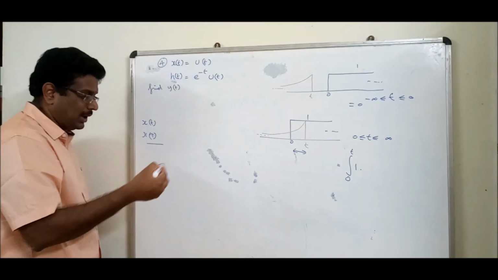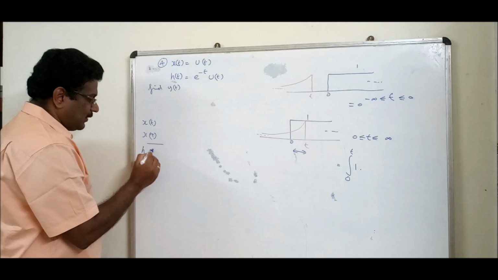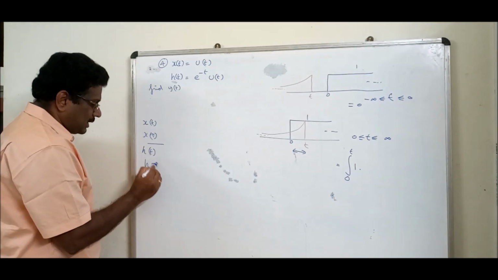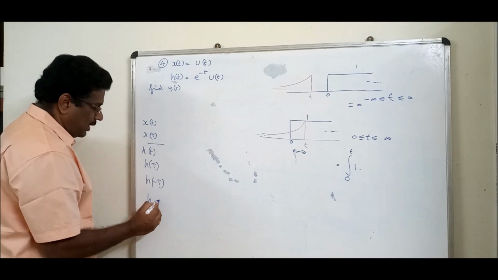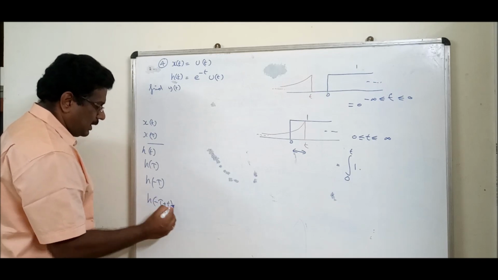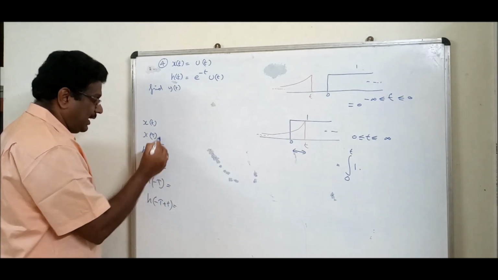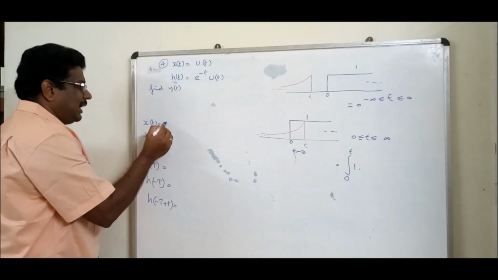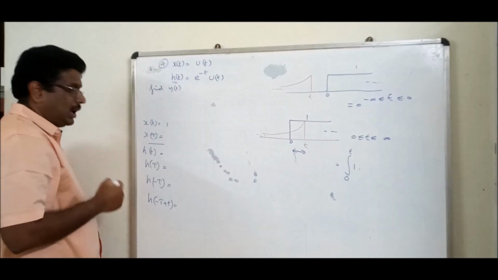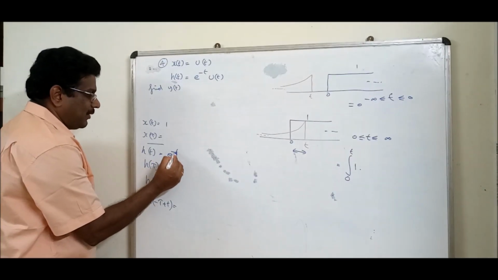What is the preliminary work? Recall. Given is h of t. You modified it to h of tau, then h of minus tau, then h of minus tau plus t. Hello? This much work we did. What about the x signal, 1? What about the h signal, e power minus t?